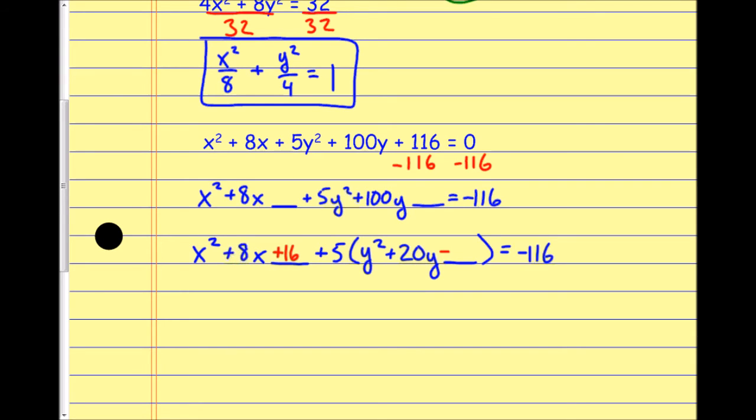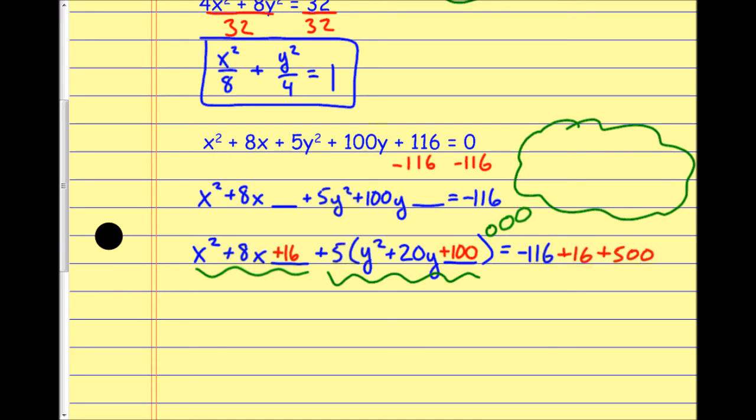And now whatever I do to one side, I have to do to the other side, and this is where the real difficulty comes in for students. Right here, this is obvious. I added a 16 for that trinomial, so I have to add a 16 to the other side. But right here, what I actually added was a 500, and that's what I have to add to the other side. See, it looks like I added a 100, but I didn't. And if I were to take this off to the side, let's think about what this really means.